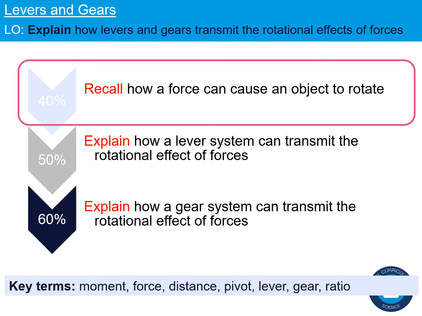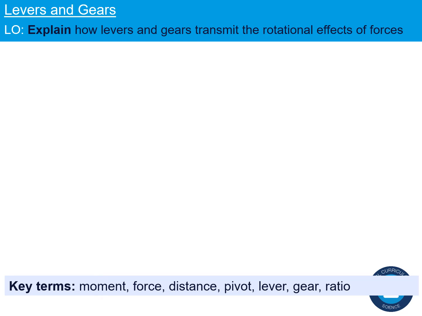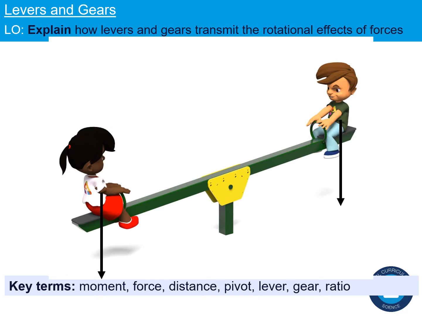Let's start with recalling how a force can cause an object to rotate. We can cause an object to rotate providing the force is applied not along the same line of action as the centre of mass. We need to apply the force at a distance from the pivot, and the pivot is a point about which an object can rotate.